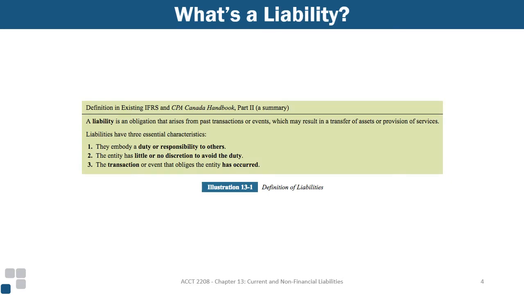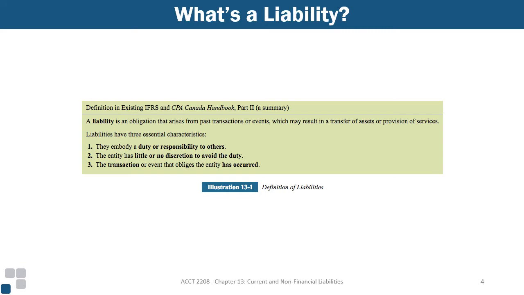You probably already know what a liability is, sort of conceptually. It's basically something that you owe somebody. But here's a snapshot of illustration 13-1 from the text that identifies a liability as an obligation that arises from past transactions. And it has three essential characteristics: that they embody a duty or responsibility to others, so you have to do something. The entity has little or no discretion to avoid the duty, so you basically have to do it or give the money back, let's say in the case of unearned revenues.